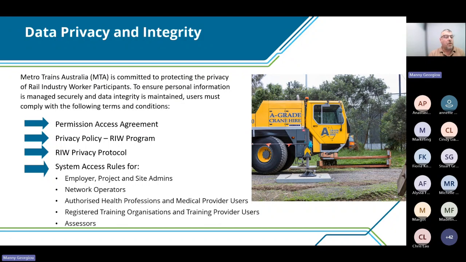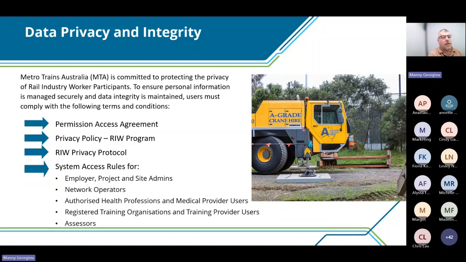So from a data integrity point of view, data privacy and integrity is how MTA commits to protect the privacy of all rail industry worker participants. And it's the way in which MTA ensures that any personal information is managed securely, and all users must comply with all the following terms.